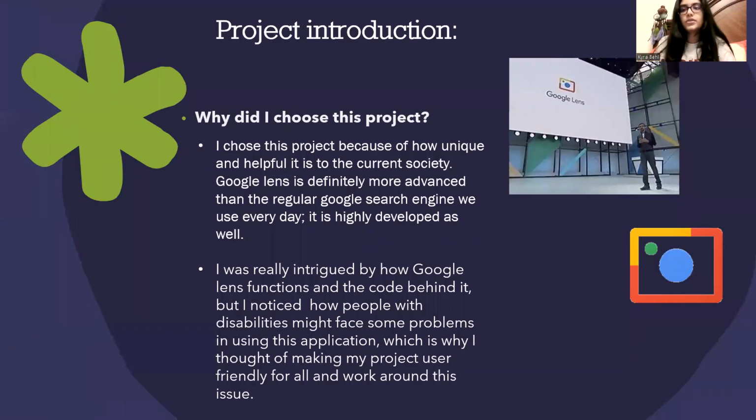So now, why did I choose this project? I chose this project because of how unique and helpful it is to the current society. Google Lens is definitely more advanced than the regular Google search engine we use every day. It is highly developed as well. I was really intrigued by how Google Lens functions and the code behind it, but I noticed how people with disabilities might face some problems in using applications like this, which is why I thought of making my project user-friendly for all and working around this issue. And what better way than to choose it as my internship project?